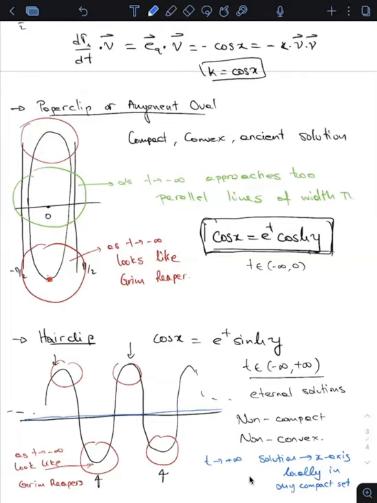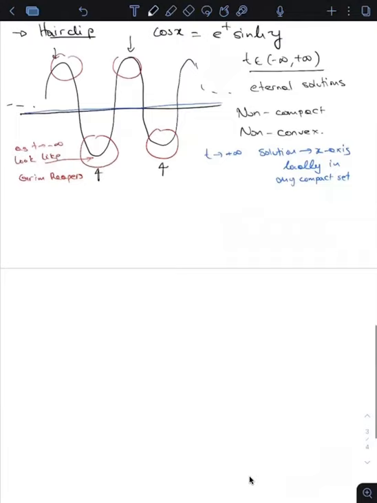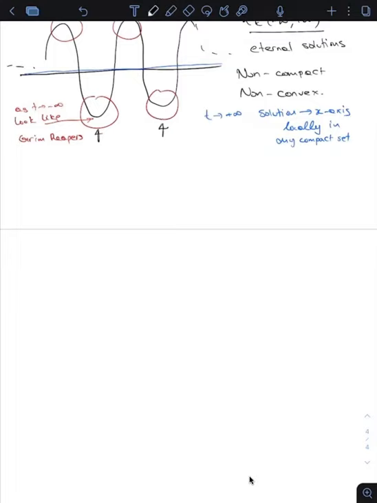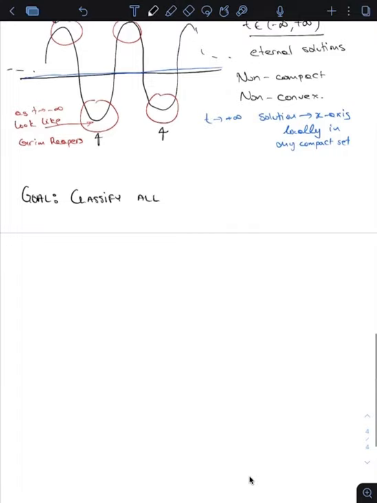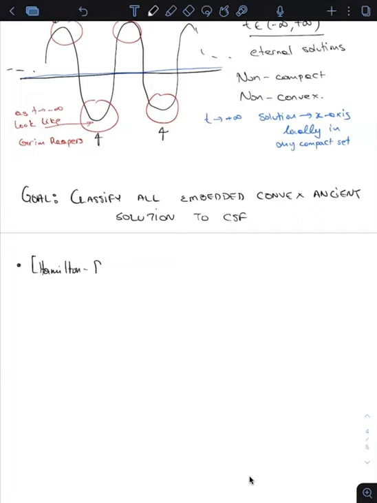All right, so now we can state our goal. Our goal is to classify all embedded convex ancient solutions. And there are two theorems we will describe. The first one is by Hamilton, Daskalopoulos, and Sesum.